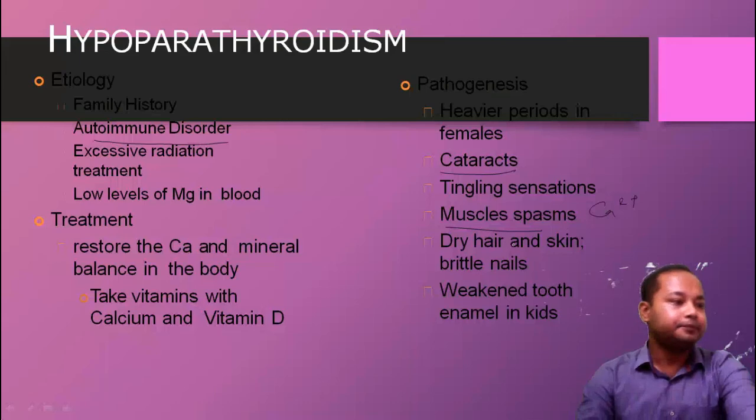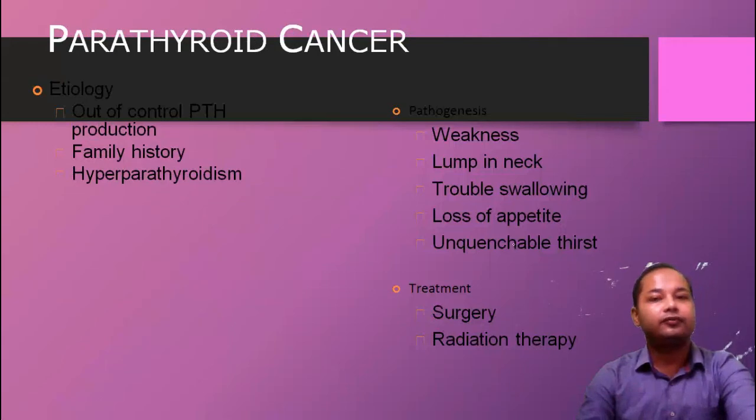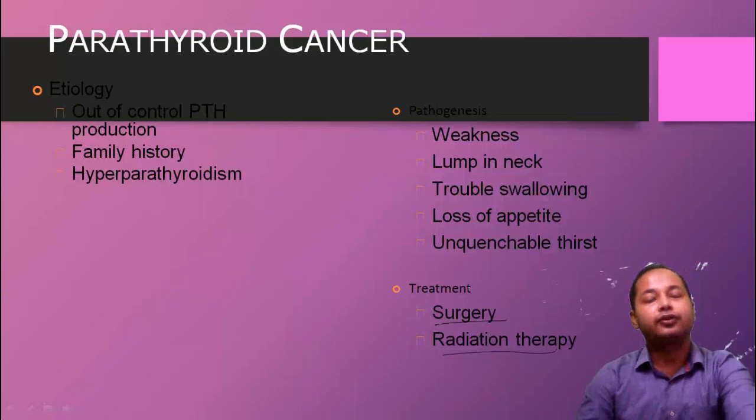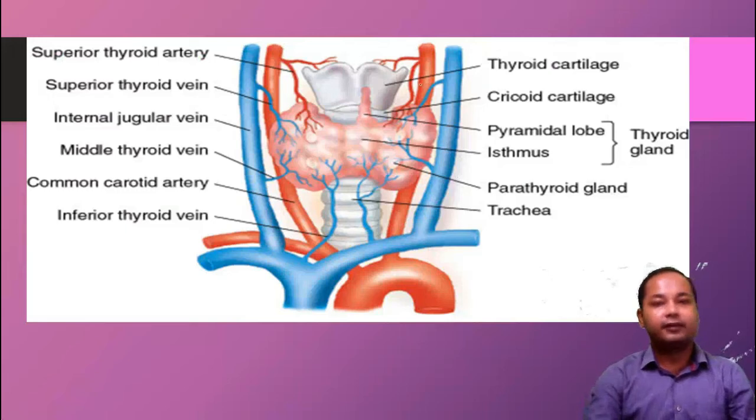Okay. Moving on to the next and last part. Of course, I forgot to tell you that cancers of the parathyroid gland also occur, in which there is overproduction of hormone, and surgery and radiation therapy are done. Before leaving this, the most important part from the anatomical point of view, which is common to both thyroid and parathyroid, is the blood supply. I have left the blood supply out.